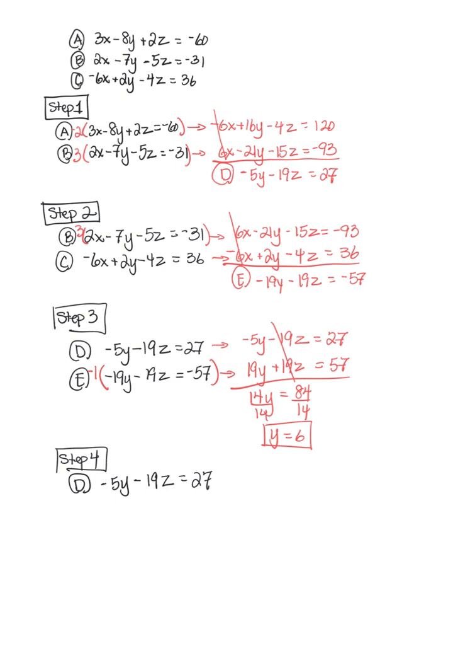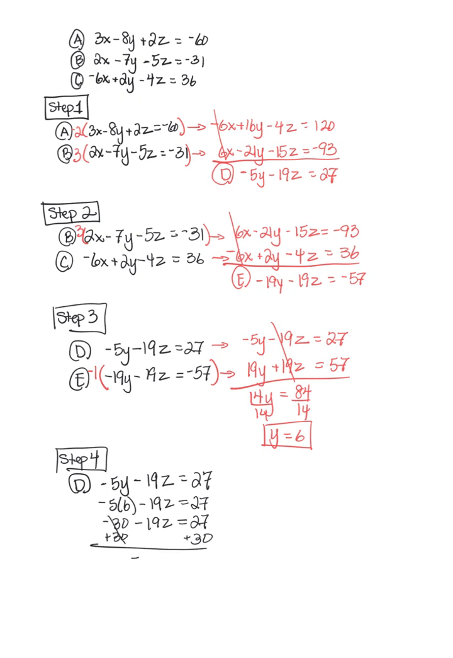All right, so now in step 4, you make a choice and you can go back to either equation D or equation E. I just chose equation D. It really does not matter. And I'm going to plug in my y value that I got in step 3. So negative 5 times 6 minus 19z equals 27. So this is negative 30 minus 19z equals 27. And then I'm going to add 30 over.